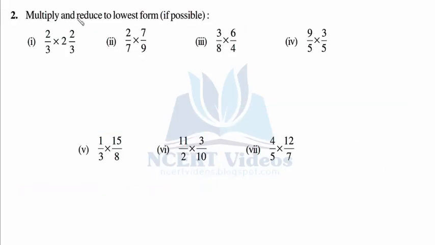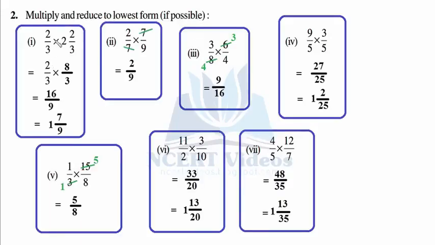Second, multiply and reduce to lowest form if possible. So first of all we have to multiply them and then convert them into lowest form if possible. So let's see. Number first is 2 by 3 into 2 and 2 by 3, 2 by 3 as it is, now 8 over 3. Now 8 3s are 16 over 3 3s are 9.